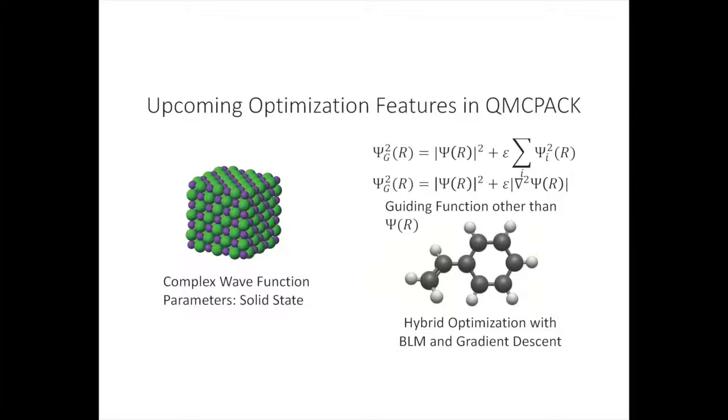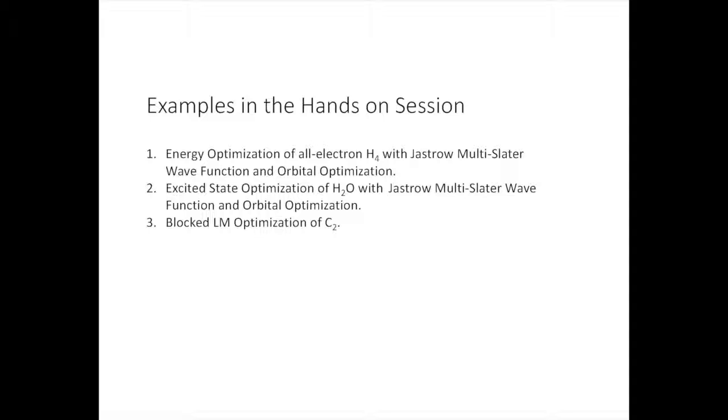We also have some hands-on examples in the hands-on session. Three examples. The first one is the energy optimization of all-electron H4. This gives you some idea of how the optimizer works. It's a very simple system and can run really fast with the Jastrow multistage wavefunction and orbital optimization. The next one is to give you some sense of how the excited state, the big omega optimization, works. This is H2O, water, with still the same wavefunction.